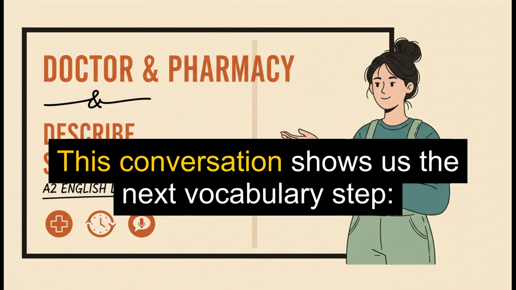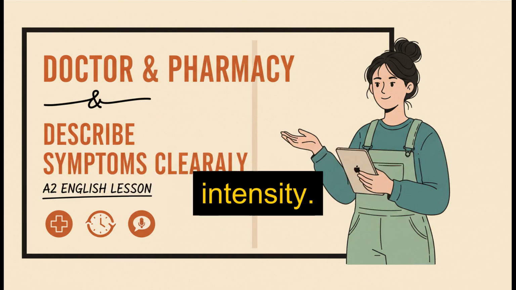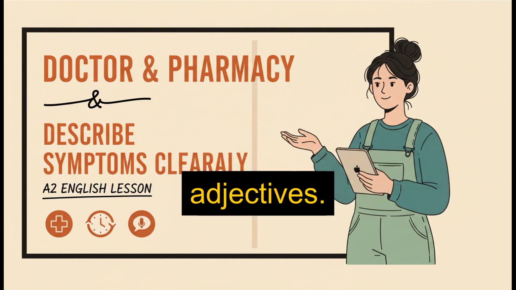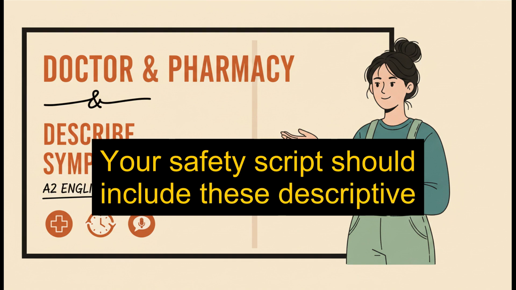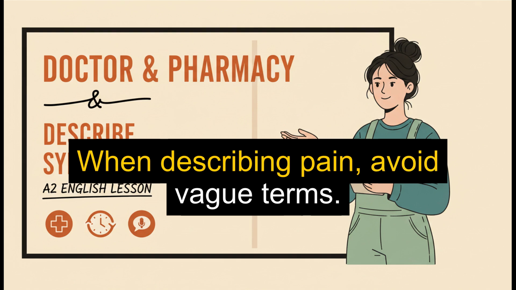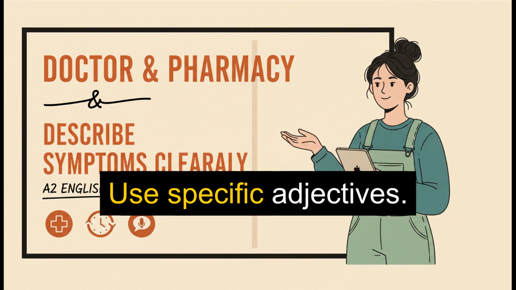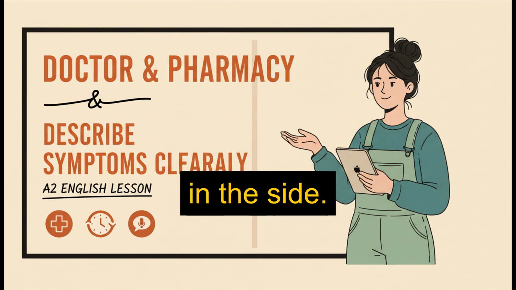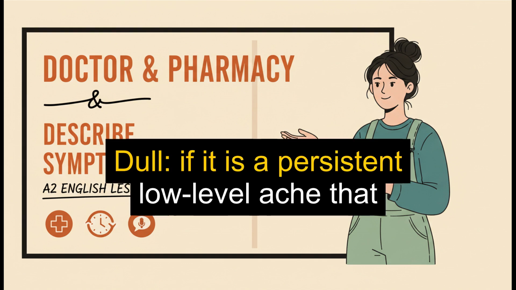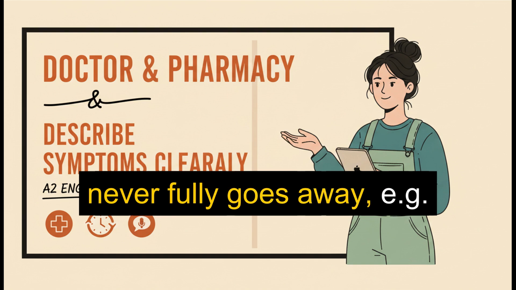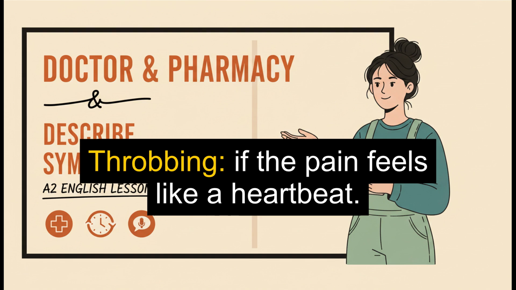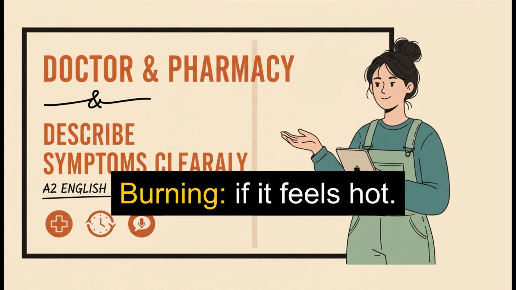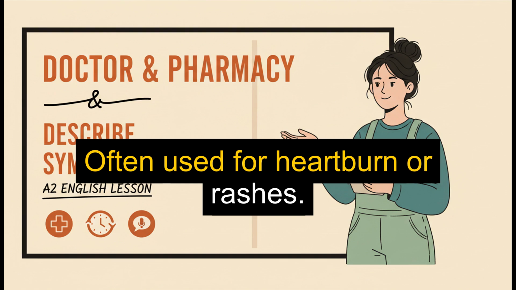This conversation shows us the next vocabulary step, intensity. The best way to describe pain and discomfort is to use clear adjectives. Your safety script should include these descriptive words. When describing pain, avoid vague terms. Use specific adjectives. Sharp, if it feels like a sudden, stabbing pain, e.g. in the side. Dull, if it is a persistent, low-level ache that never fully goes away, e.g. a dull headache. Throbbing, if the pain feels like a heartbeat, often used for severe headaches. Burning, if it feels hot, often used for heartburn or rashes.